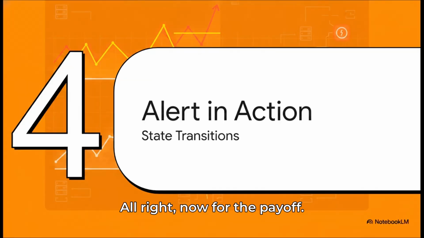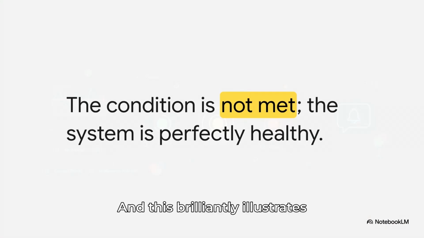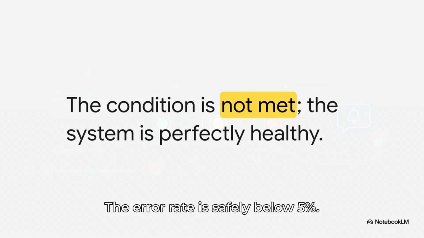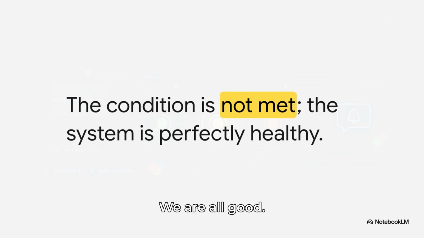All right, now for the payoff. Section 4, the alert in action. Let's simulate the exact state transitions that happen in the engine as our Loki error rate officially breaches that 5% threshold we set up. And this brilliantly illustrates the strict, finite state machine that Grafana follows to provide stability. Right now, the condition is not met. The error rate is safely below 5%, the system is in the normal state, and absolutely no action is being taken. We are all good.